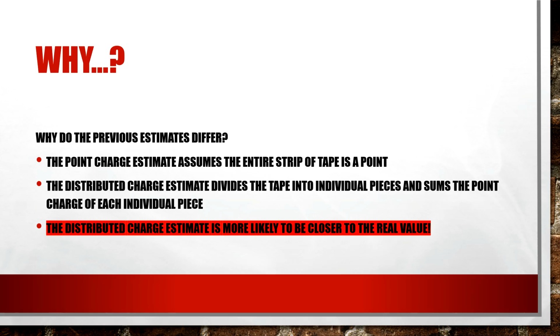For example, the point charge estimate is derived from treating the whole tape as a single point, condensing the charge into the center of the tape. However, the distributed charge, while still not fully accurate, attempts to distribute the total charge of the tape across the tape. As a result, the distributed charge estimate is more likely to be closer to the real value of the charge because it more accurately represents the distribution of charge.